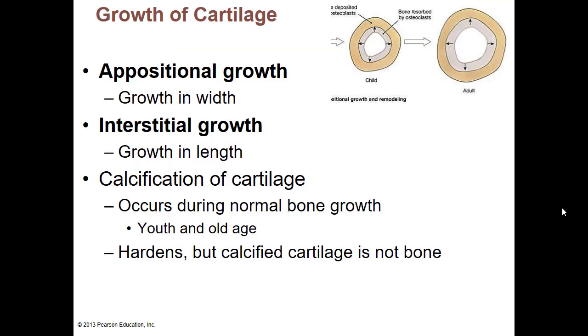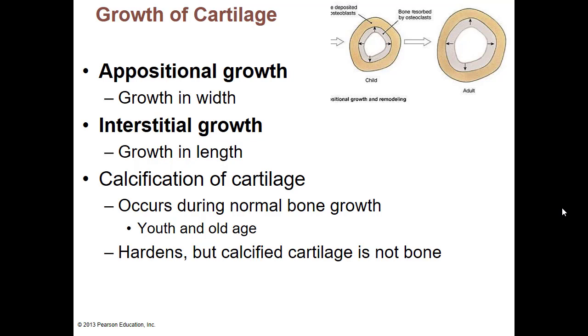Now, our cartilage grows just like bone grows. Our cartilage grows wide, and it can grow long as bones grow long as well. Appositional growth always means growth with. This is the same for bone as well. Anytime your cartilage grows out, it's wider. It's called appositional growth. Anytime the bone or cartilage grows longer, it's called interstitial growth.